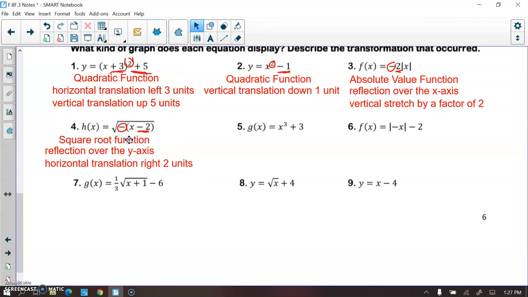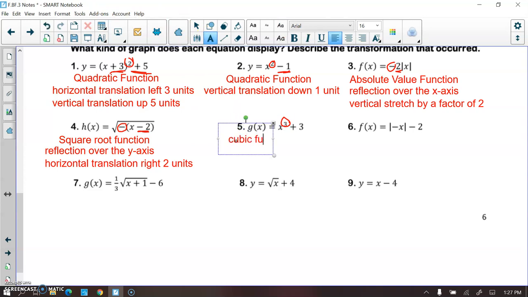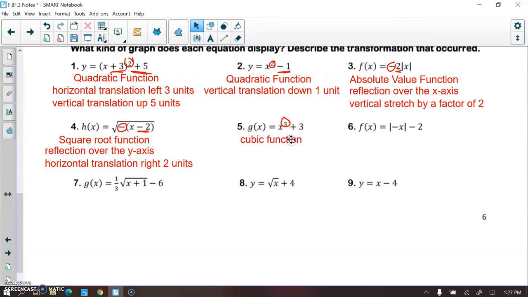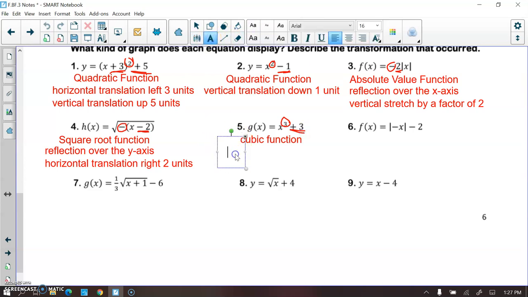All right, number 5. When you see this cubed symbol, that is a cubic function. And the only thing that happened here is we have this +3. There's no parentheses, so that means that +3 is on the outside of your function. So that means that this is a vertical translation up 3 units.